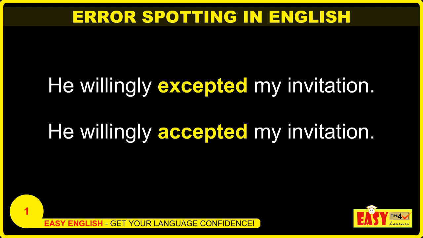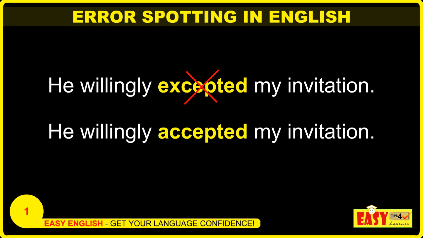So here you have the wrong usage of accepted. What do you mean by excepted? Except this, except that. So you have omitted something. You don't want that. Except that particular thing. The other things are included. The one thing that is omitted, that is called as excepted. Excepted, exempted.